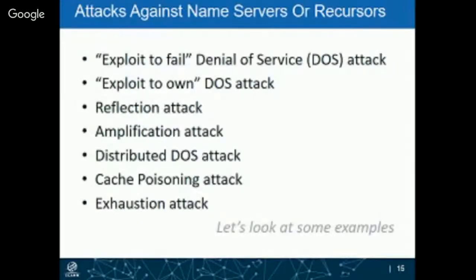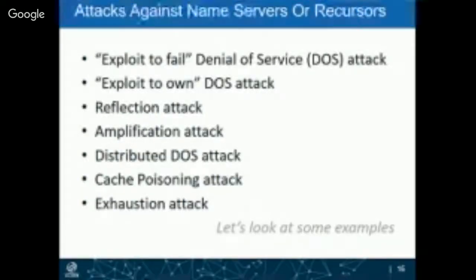The kinds of attacks that we're going to look at fall into a number of different categories. And some of these attacks have been around years and years. The first we'll look at is an exploit to fail. Then we'll look at exploit to own. And then a number of different kinds of attacks that are typically seen in denial of service. And then we'll look at a cache poisoning attack and an exhaustion attack.